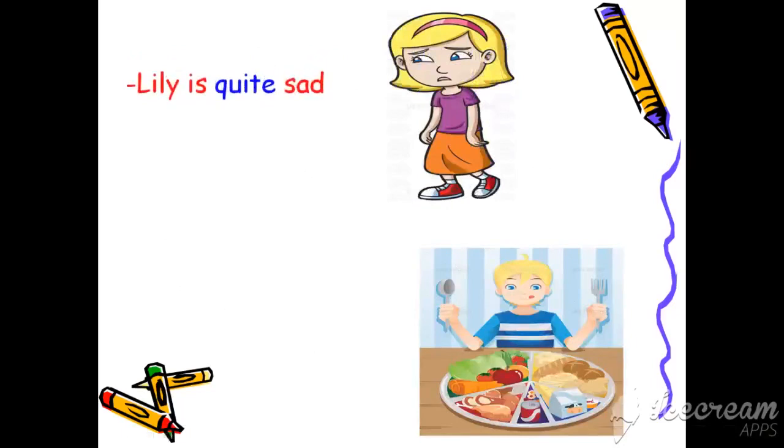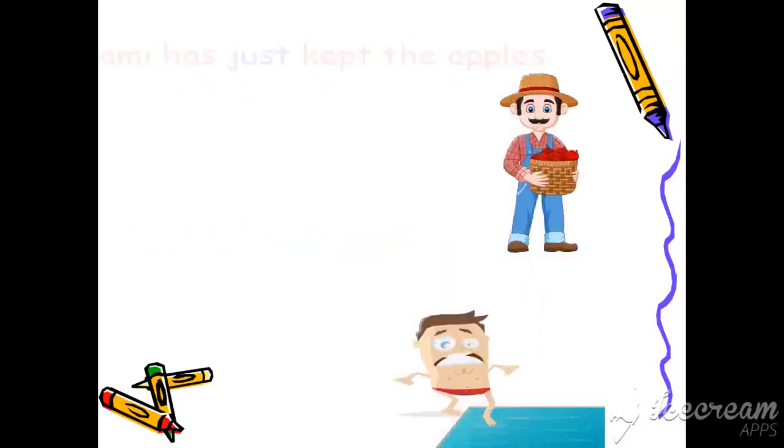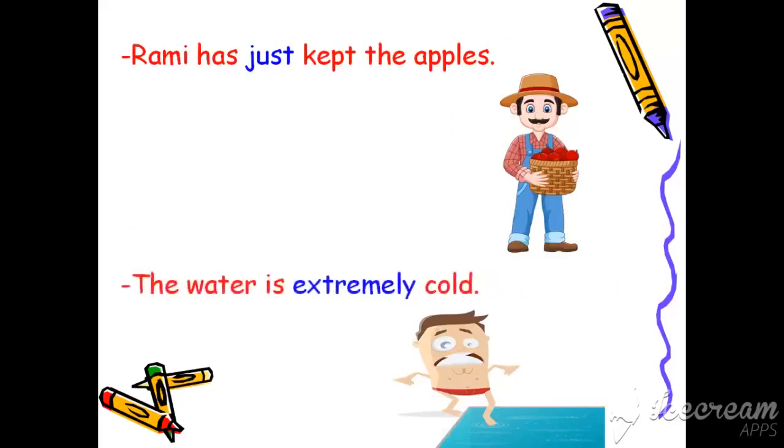Example, Lily is quite sad. Quite is an adverb of degree. The food is very tasty. Very is an adverb of degree. Very يعني كثيرا أو جدا. فأنا بحكي عن المقدار. Rami has just kept the apples. The water is extremely cold. Extremely معناها كثير يعني لدرجة كبيرة.